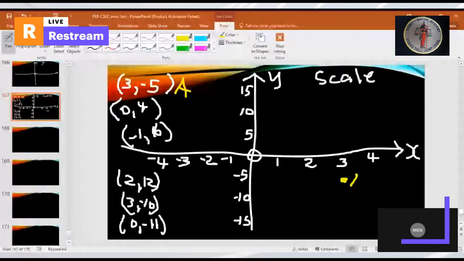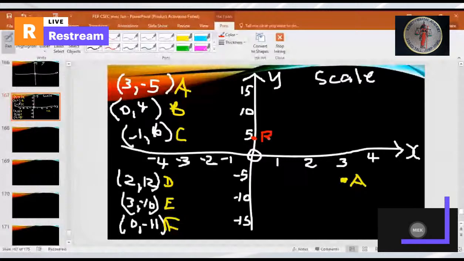Next one, that's B. Let's give them letters: B, C, D, E, F. B says (0, 4). The x value is 0, so we're not going to move on the x. We stay at 0, and then the y value is 4, so we go up to 4 on the y-axis. That's where (0, 4) is.